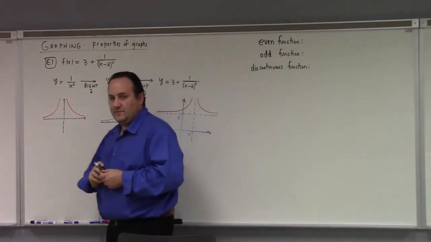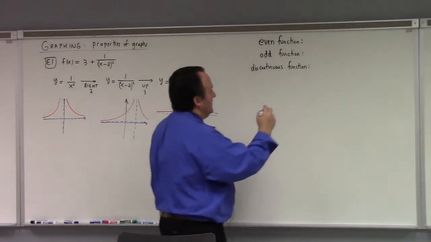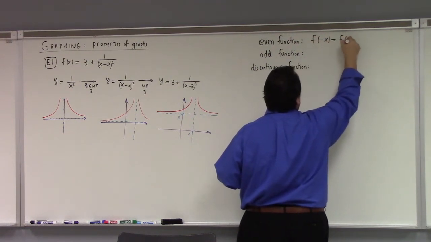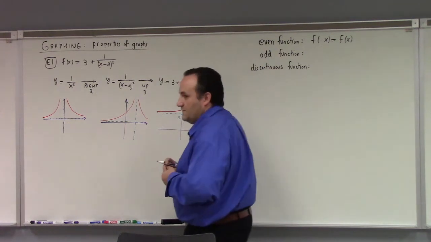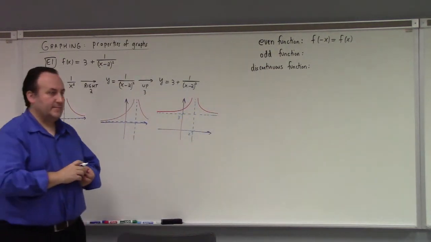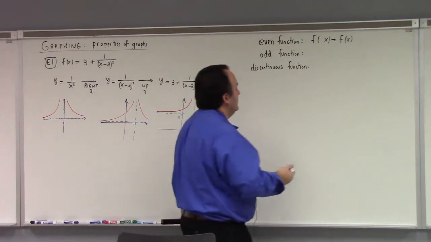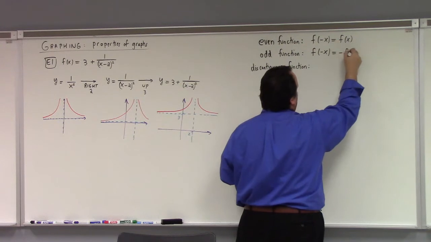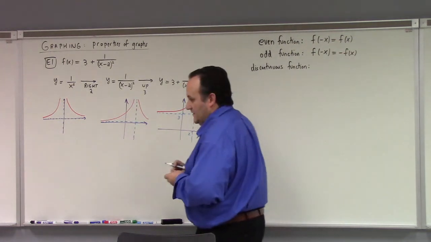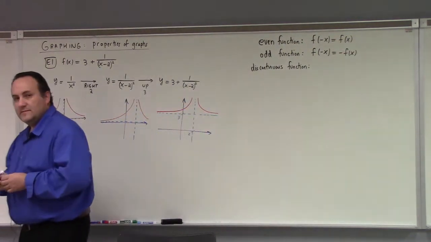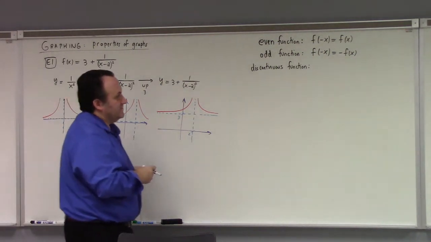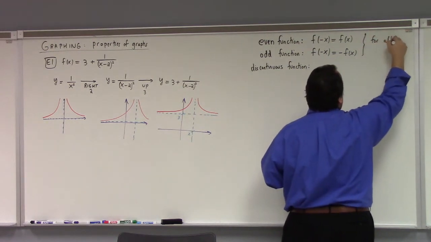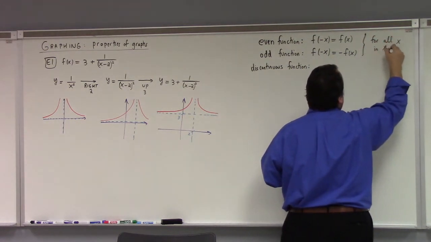Even function, how we define that: an even function is defined to be one such that f of minus x is equal to f of x. So you could say an even function eats minuses. It just gobbles them. Odd function: if you have f of minus x, you get minus f of x. So an odd function, if you feed it a minus, spits it back out. Both of these things have to be true for all x in the domain.